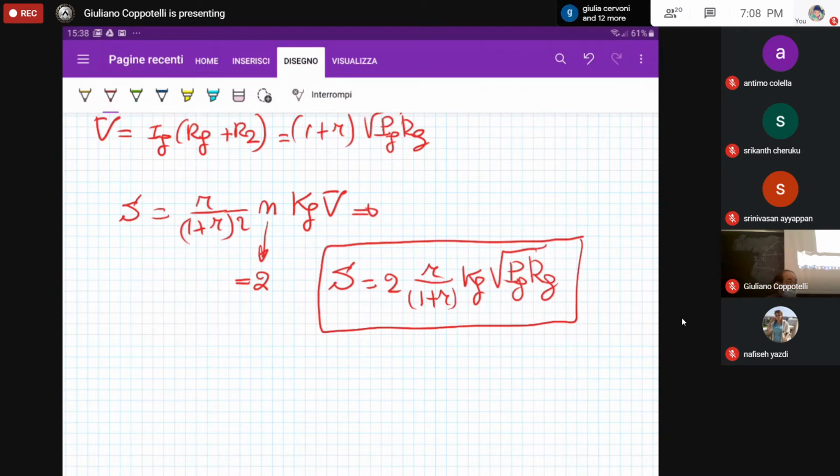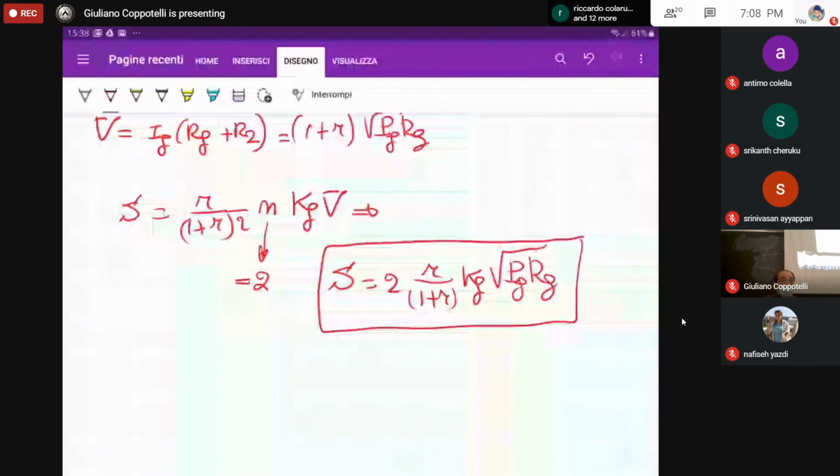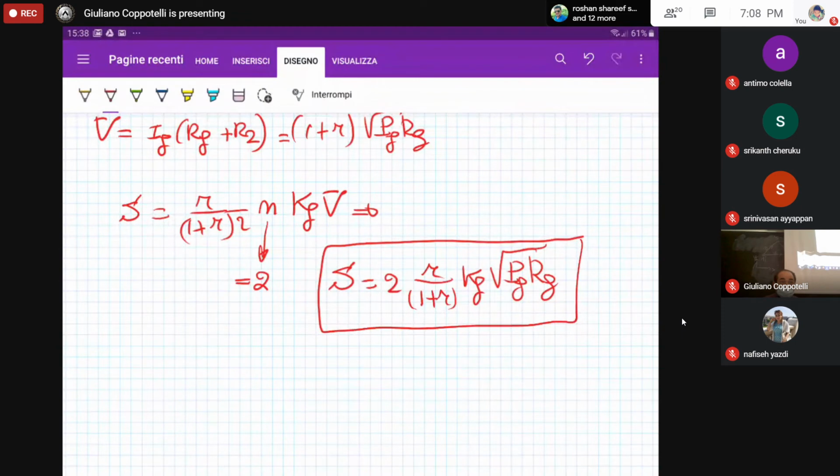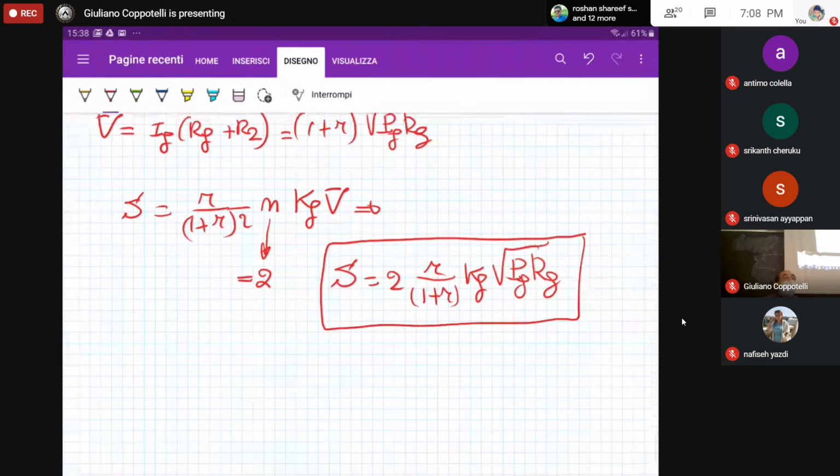Okay. You can choose, as I said before, quarter bridge, half bridge, and full bridge configuration. The quarter bridge configuration is the one with the lowest sensitivity compared to the full bridge configuration that is having the highest bridge sensitivity.